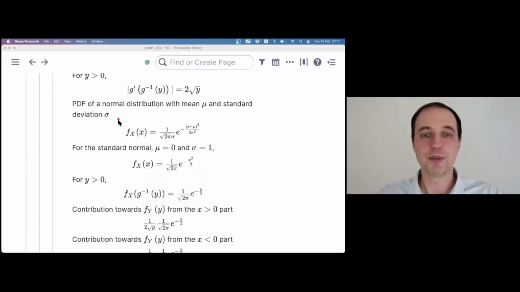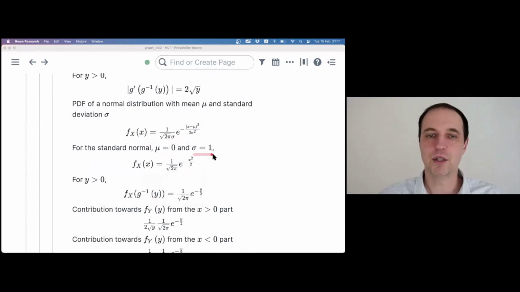So if we have a normal distribution, the normal distribution PDF looks like this. For simplicity, let's take the standard normal distribution, so mu equal to 0, sigma equal to 1. Well, in that case, the PDF simplifies. It's this formula right here.